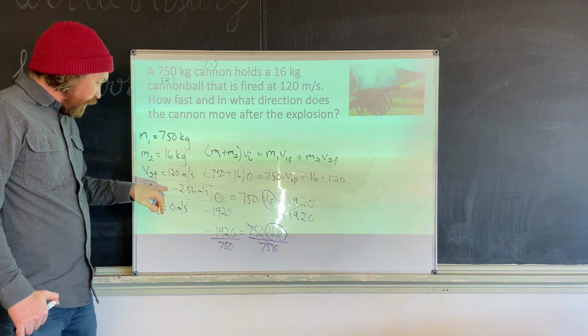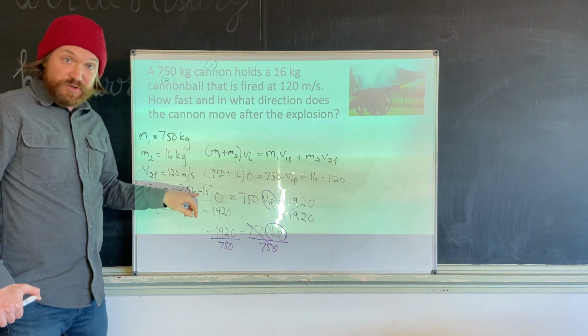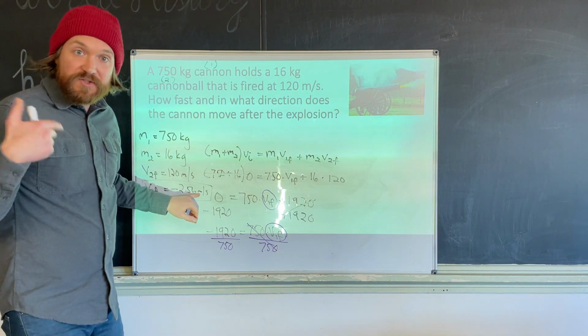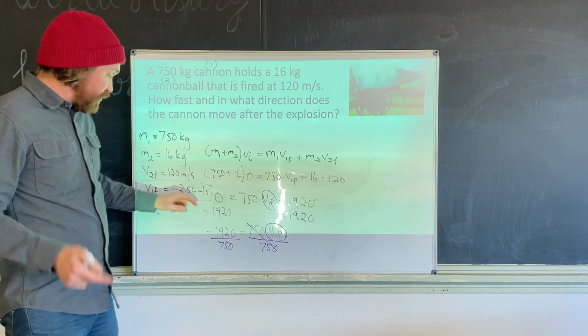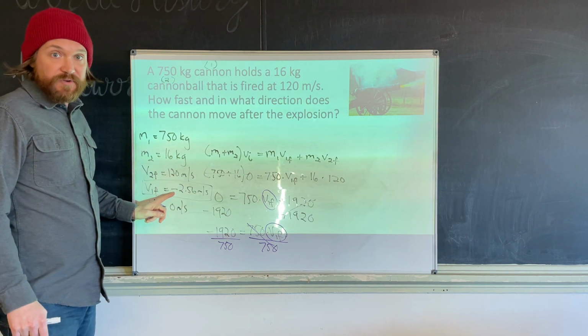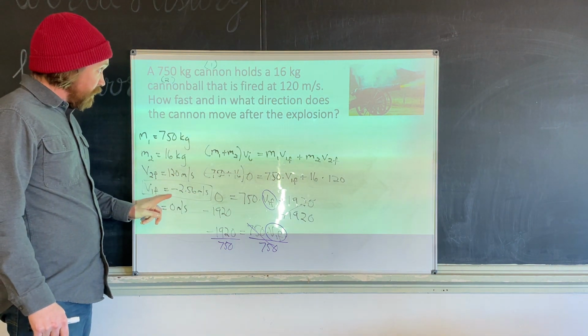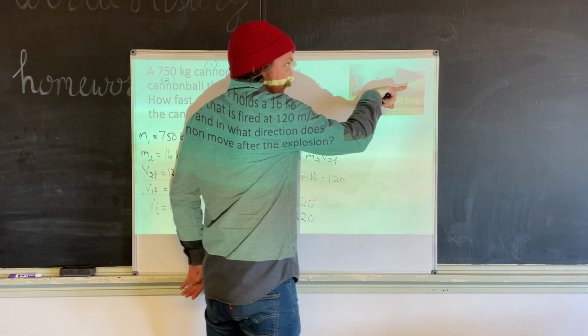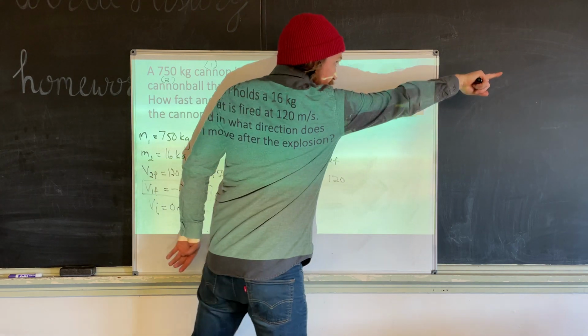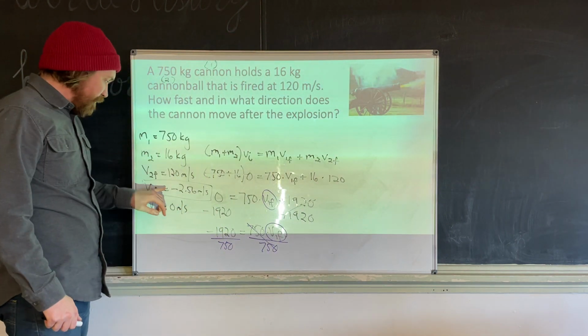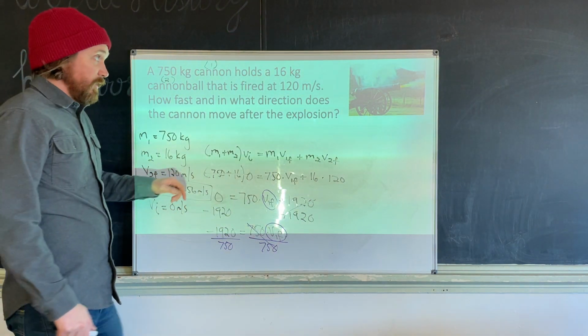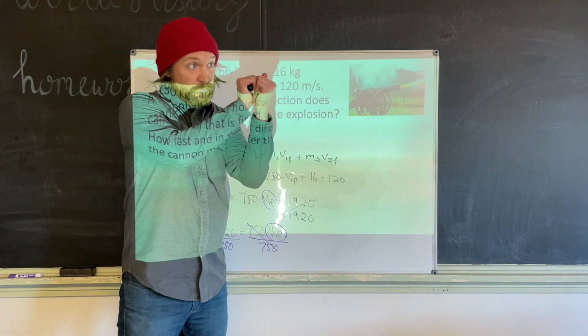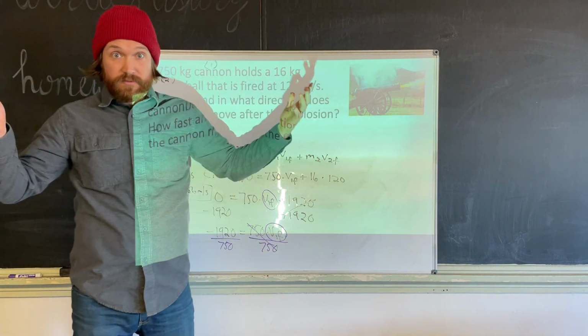Well, I know that it's going 2.56 meters per second, but I wanted to know what direction. And to find direction, we've got to see if it's positive or negative. This one is negative, okay? So if it fires the cannonball, let's say the cannonball is going to the right. Well, the cannonball's velocity was positive. That means which way is the cannon going to go? It's going to go backwards, right?